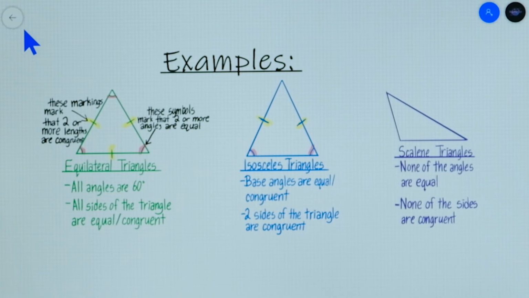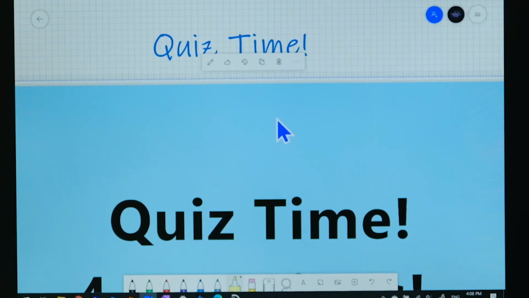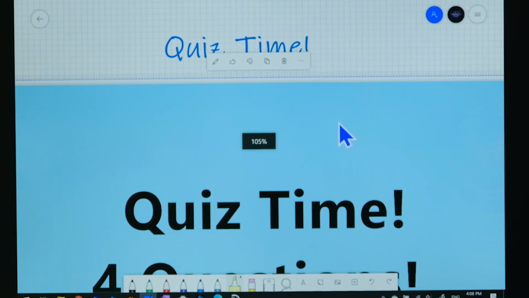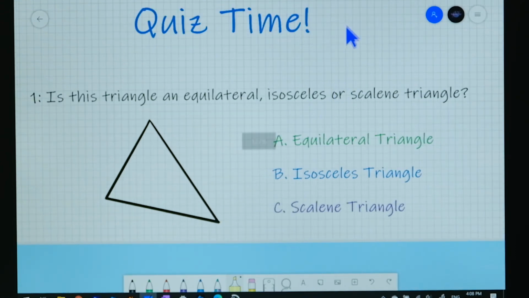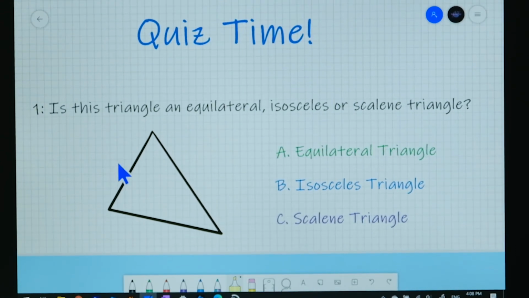So let's go. We are going to have four questions this time. The first question you have to answer is, is this triangle that I drew an equilateral triangle? Is it an isosceles triangle? Or is it a scalene triangle? There are the three choices here. So I will give you guys 3 seconds to figure that out. If you guys need more time, just remember to pause the video. But yeah, 3 seconds.